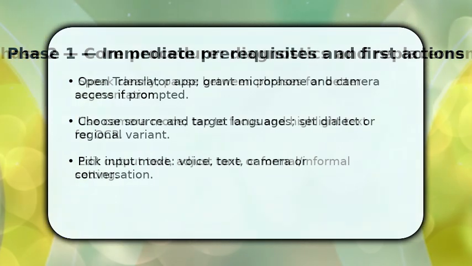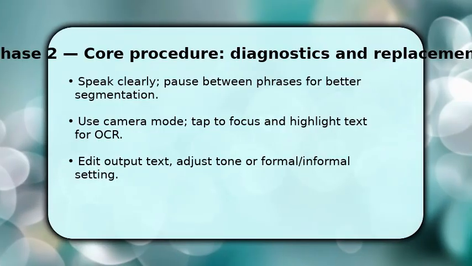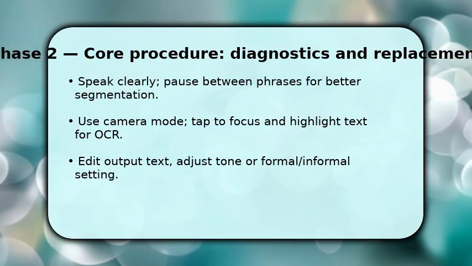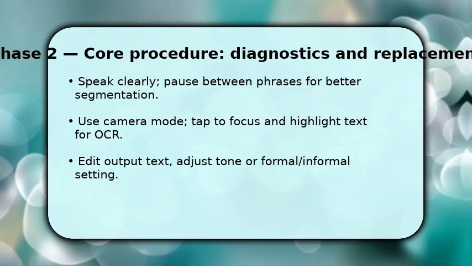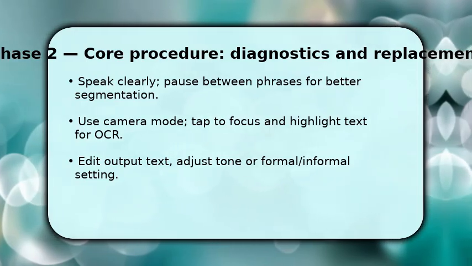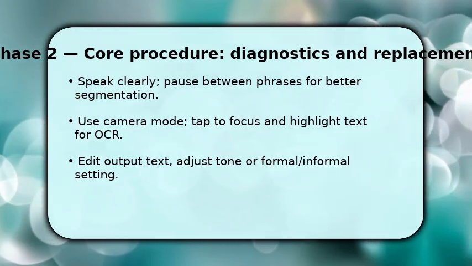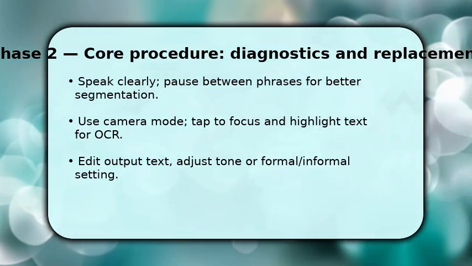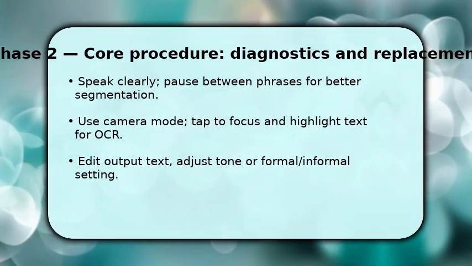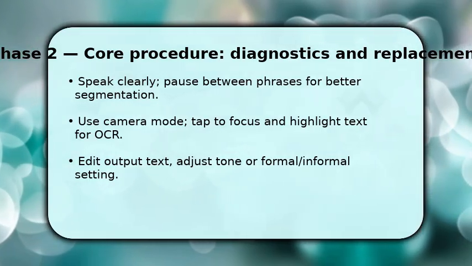You speak clearly into the microphone, pausing between phrases so the app segments sentences correctly. If using camera mode, hold steady, tap to focus and highlight the phrase you want, and watch the OCR convert text on screen. Once the app shows a draft translation, edit words directly to correct names or slang.